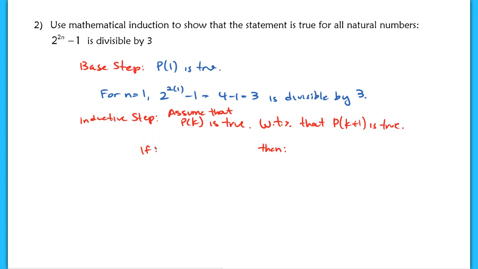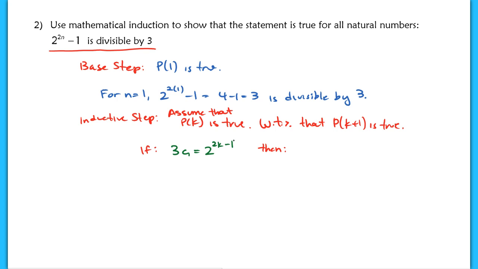Now remember, we want to turn this into an equation and write this expression here. So we know that 3 times some constant should equal 2 to the 2n minus 1, and of course I'm going to replace that n here with a k. So 2 to the 2k minus 1 is now my new expression here.